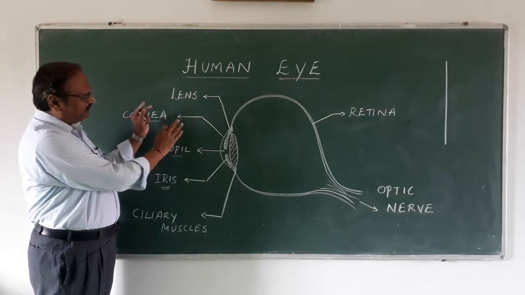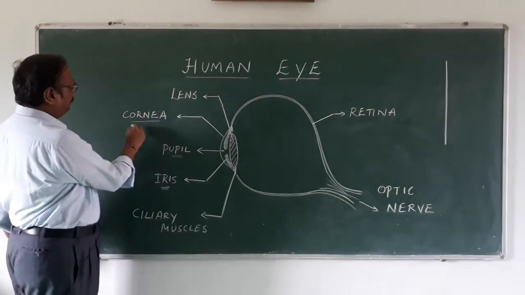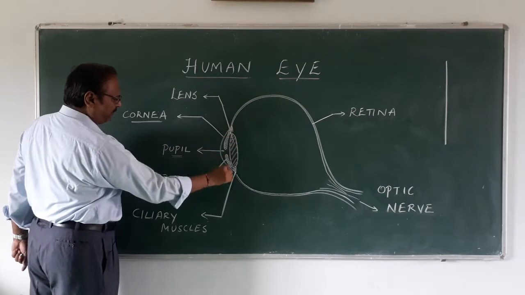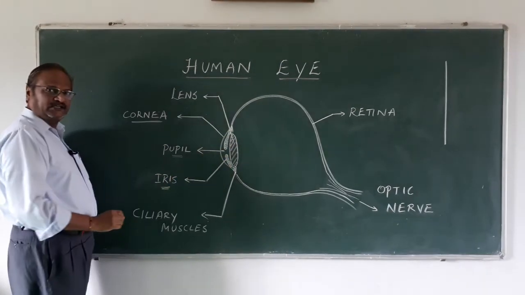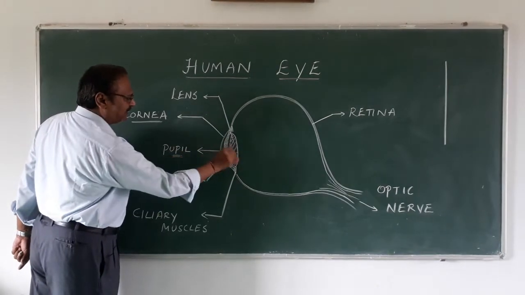Okay. Now this is the initial part of it. Cornea, outermost part. Iris allows the correct amount of light to enter. Pupil gives the color to the eye.